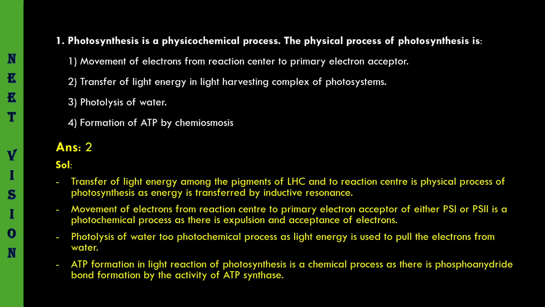Here is the solution. Transfer of light energy among the pigments of light harvesting complex and to reaction center is the physical process of photosynthesis, as the energy is transferred by inductive resonance. Movement of electrons from reaction center to primary electron acceptor of either PS1 or PS2 is a photochemical process as there is expulsion or acceptance of electrons. Photolysis of water is a photochemical process as the light energy is used to pull the electrons from water. ATP formation in light reaction of photosynthesis is a chemical process as there is phosphoanhydride bond formation by the activity of ATP synthase.